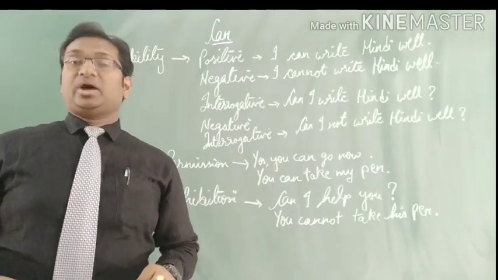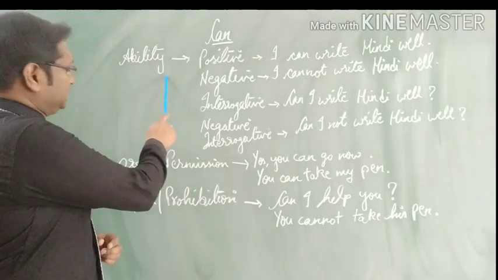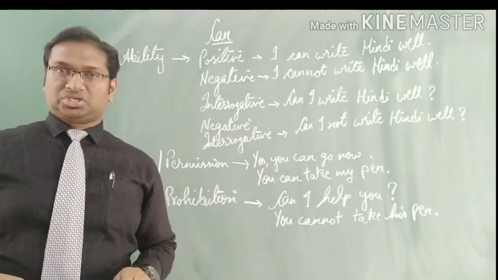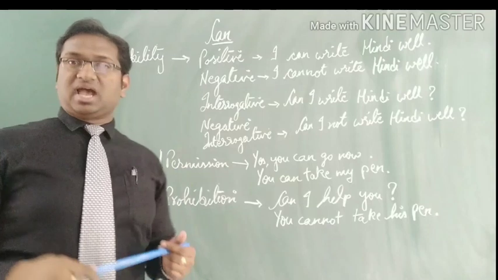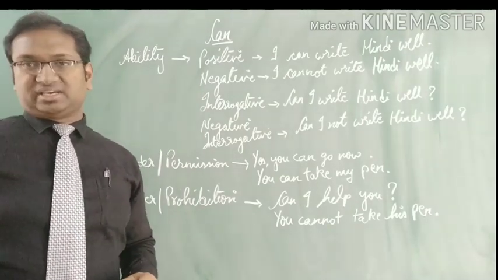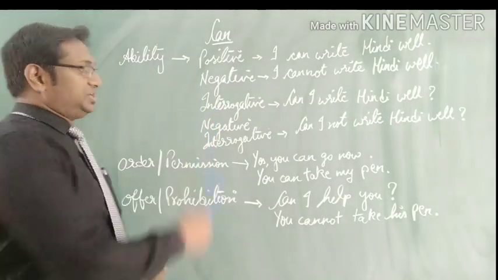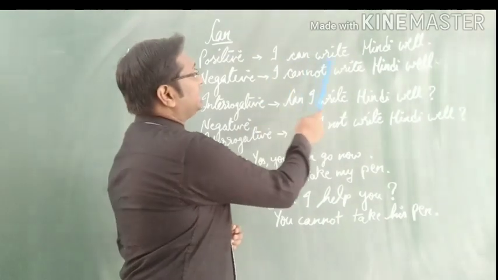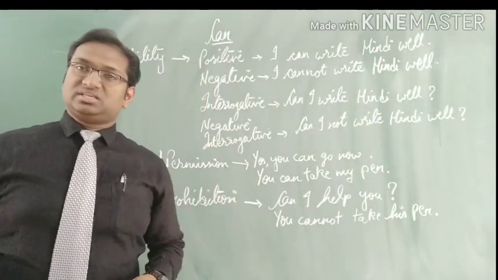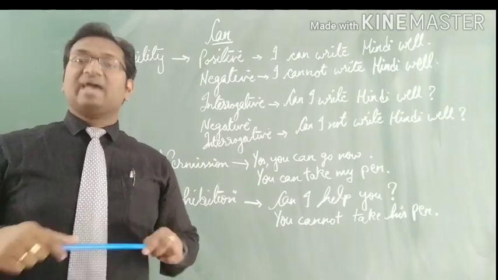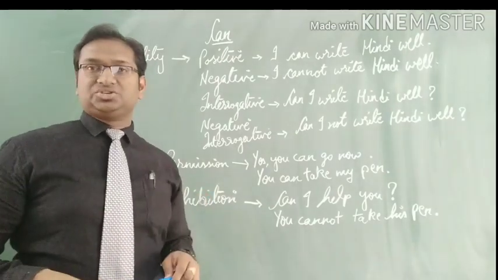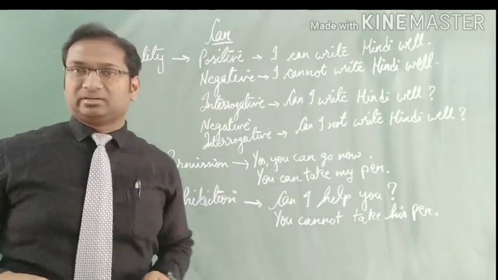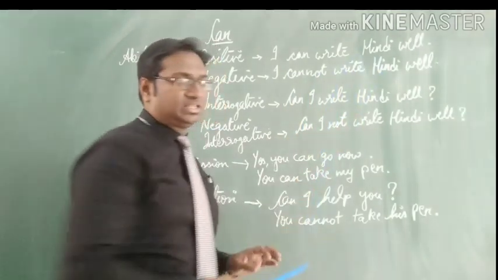Now, next is can. Now, can is used for ability, for order and permission, and for offer and prohibition. Now, let's see ability first. And in ability, we are going to see positive sentence, then negative, and then interrogative and negative interrogative. Let's see positive sentence. I can write Hindi well. Now, this is your ability. Yes, I can write Hindi well. Now, change this into negative. I cannot. We are going to use the word not after can. So, I cannot write Hindi well.